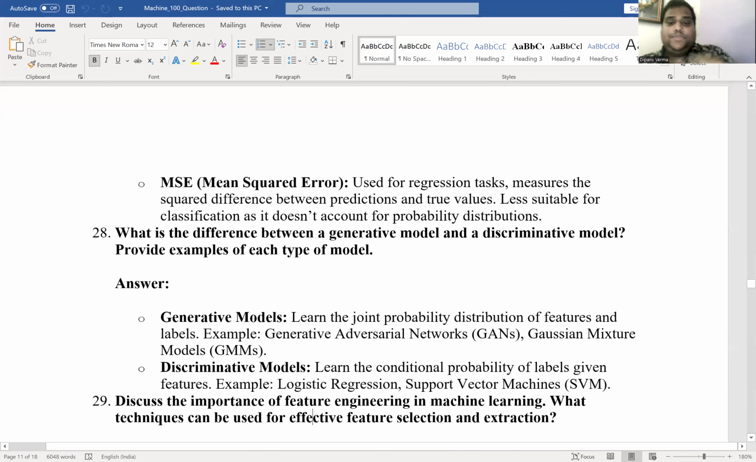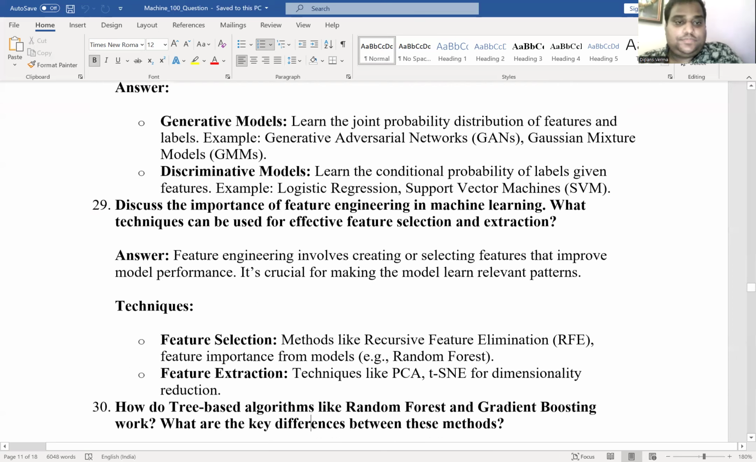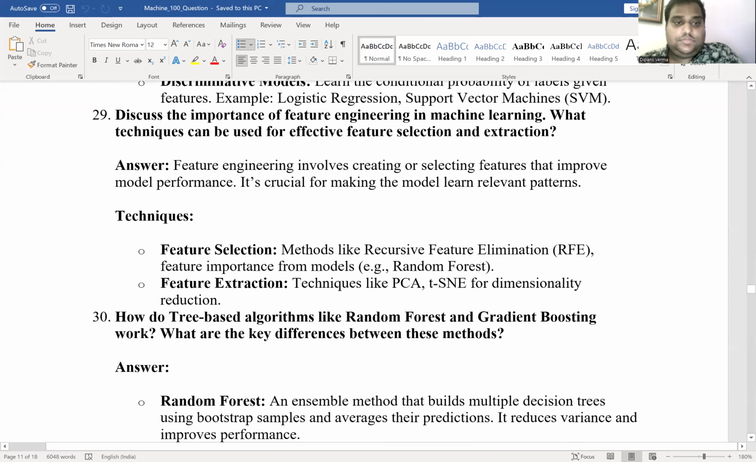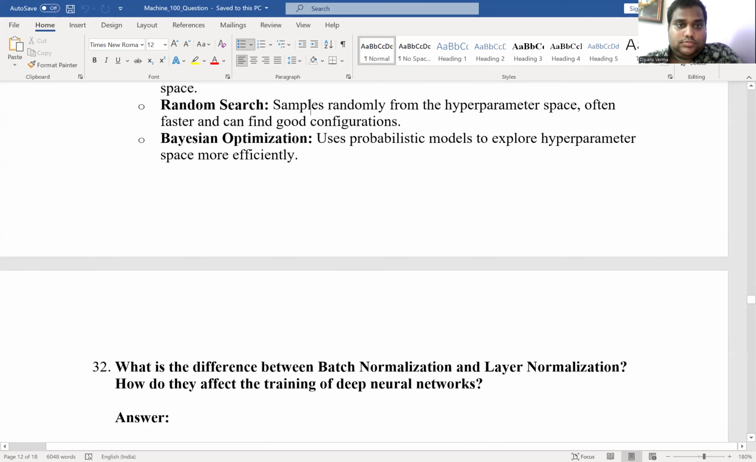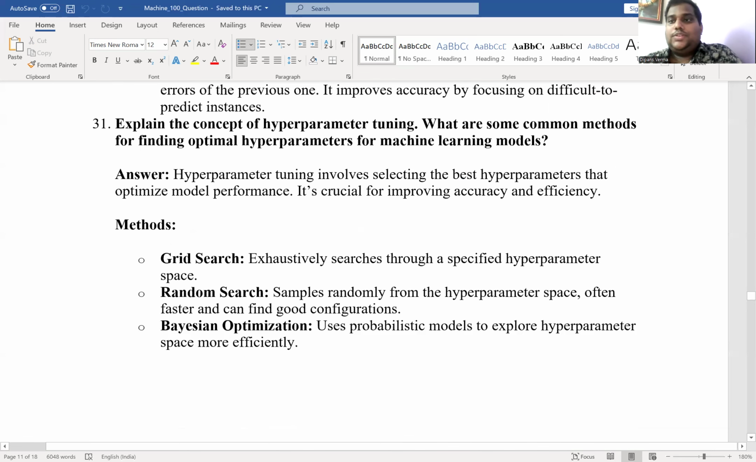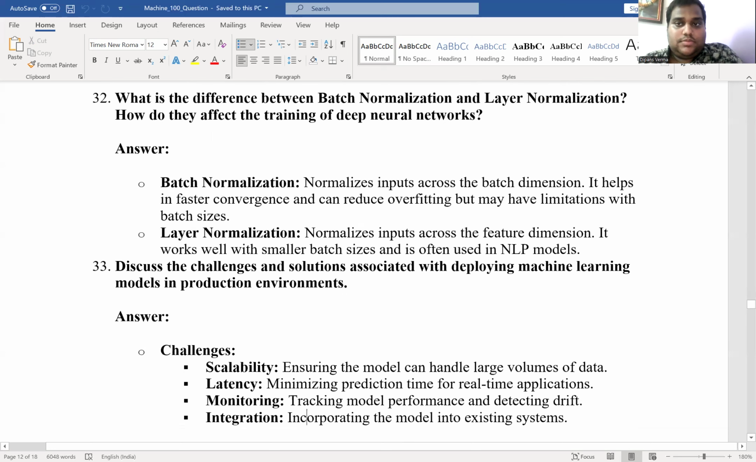What is the difference between generative and discriminative models? What is good with a smaller batch size?